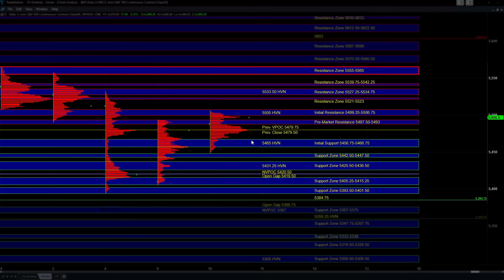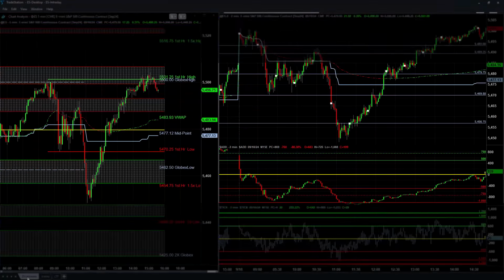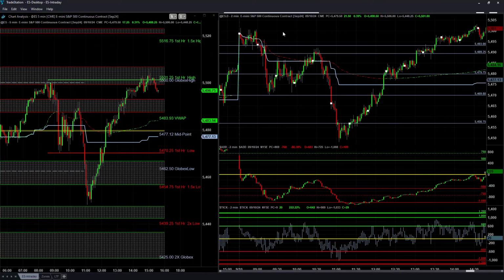So with our short-term bias being neutral bearish and the intermediate being neutral bullish, we would still have to be fairly flexible on direction for the day. And early in the session, how the market behaved at the pre-market and initial resistance would be very telling as far as the upside goes. And then on the downside, initial support would help us figure out how weak the market is. So that being said, let's jump into the chart and see how it played out.